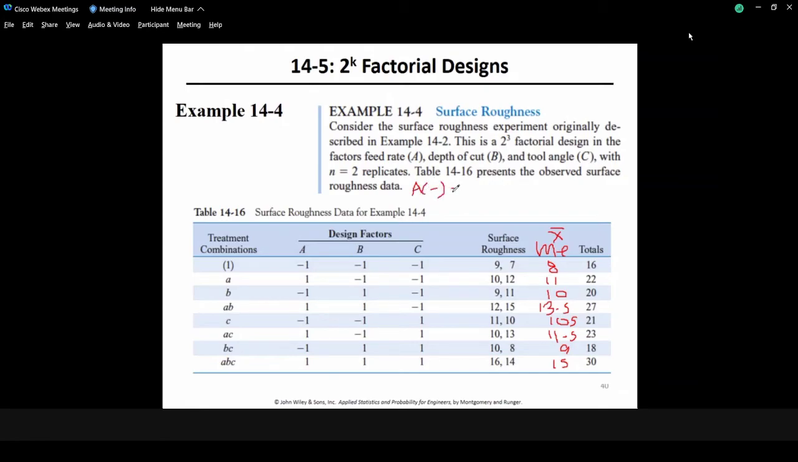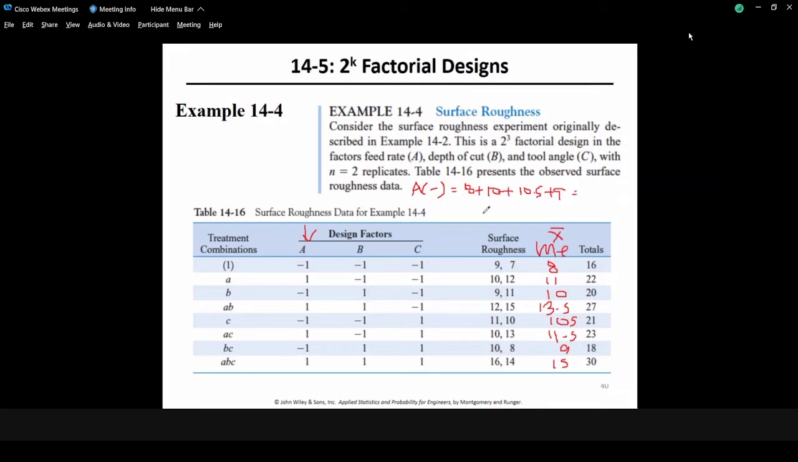A negative. Look at column A here. A negative, that means 8, right? 8 plus 8 plus negative 10, plus 8, 10, look at this, 10.5, is it? 10.5, and then plus 9.